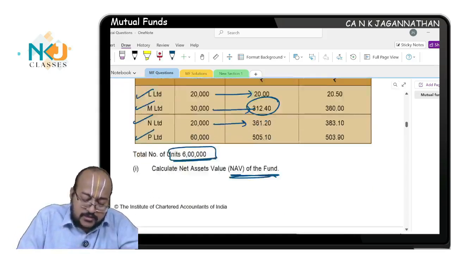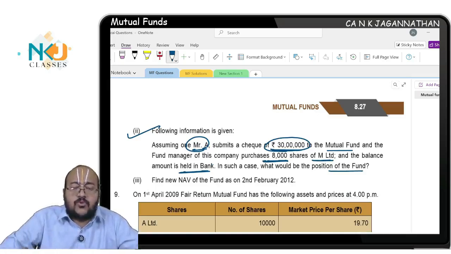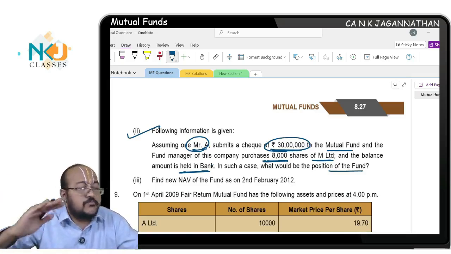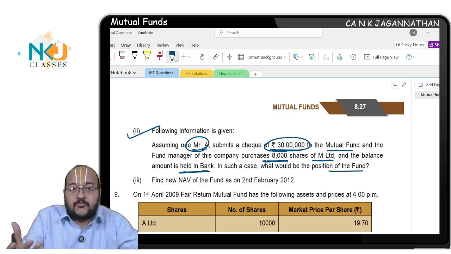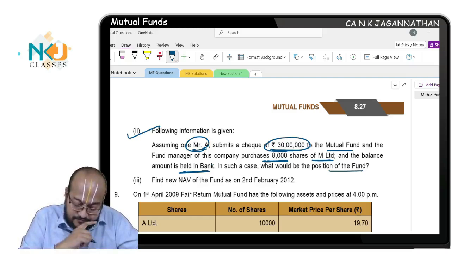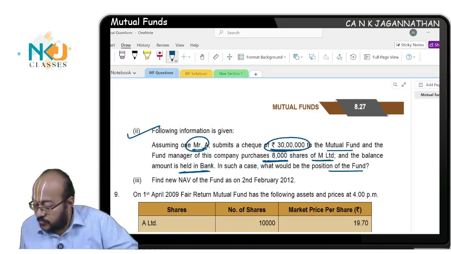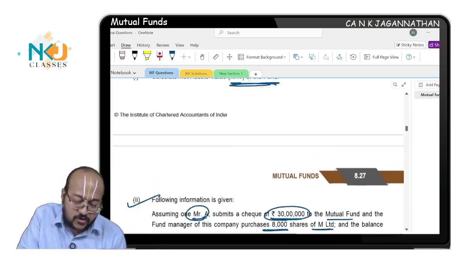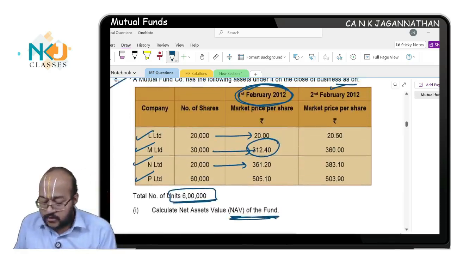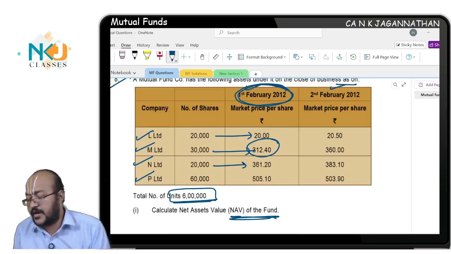312.4. What they are saying is that one investor is paying 30 lakhs. This is an open-ended scheme; any investor can come in between and can redeem in between also, no issues. Now Mr. A is coming with 30 lakhs and asking the fund house to allot units. The fund purchases 8,000 shares of M Limited, so 8,000 shares into 312.4. How much do you get? 24 lakh 99,200.